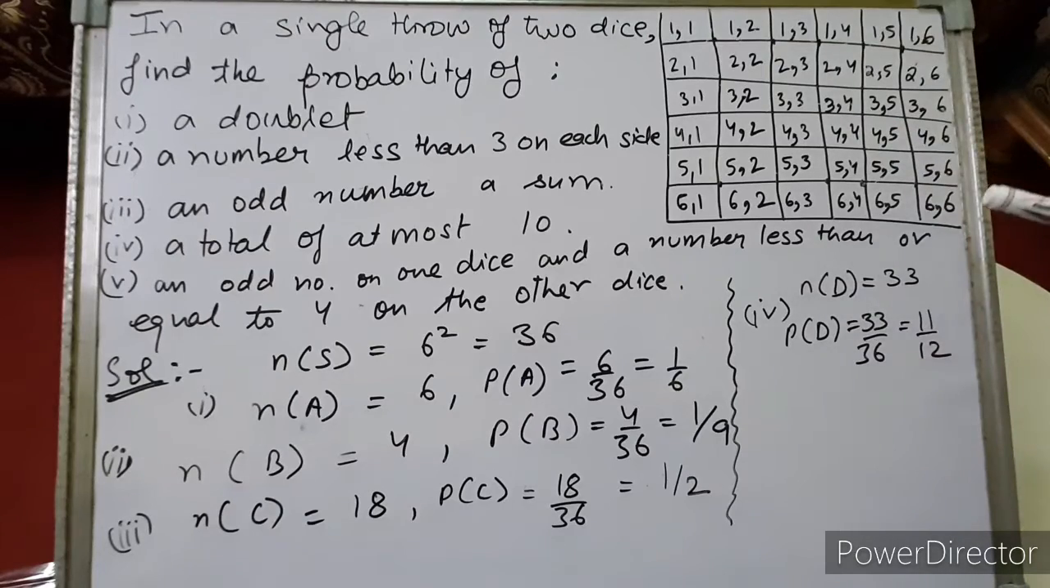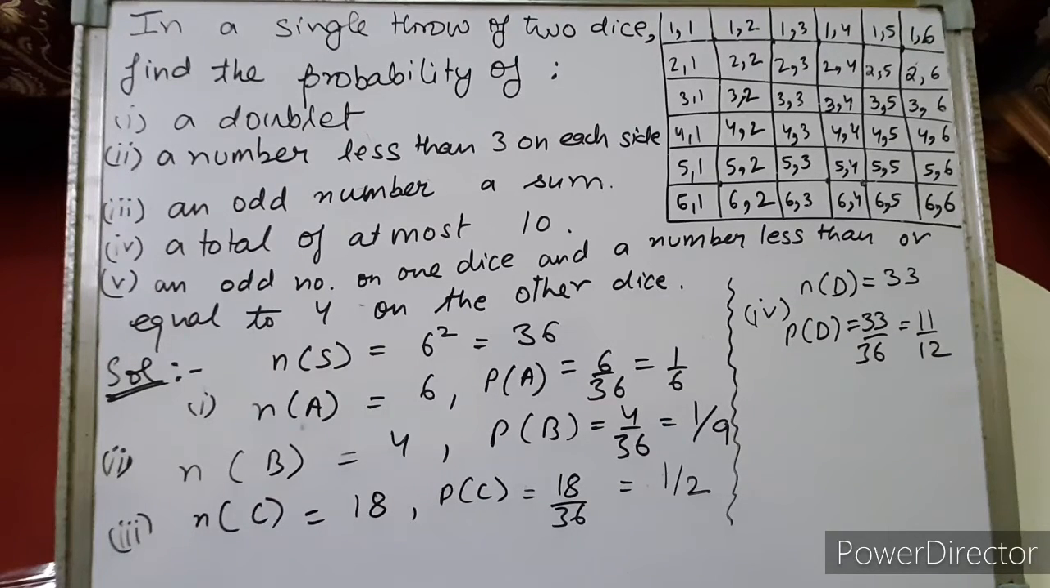So the total number of events is 36. 3 events are getting a total greater than 10, so these will be excluded. 36 minus 3 is 33. The total number of favorable events is 33. The probability of getting event D will be 33 upon 36, where 36 is the sample space. 11 upon 12 will be the answer. 3 elevens are 33, 3 twelves are 36. Right.